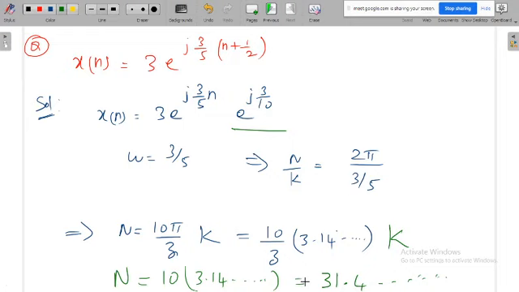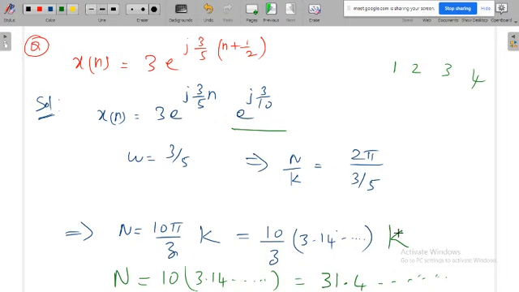Because the number will be going endlessly, but the period should strictly be either 1, 2, 3, 4, like that. It's like a whole number, no decimal points allowed. If the values go endlessly, then we cannot make a complete number. So that's why this signal is not periodic.